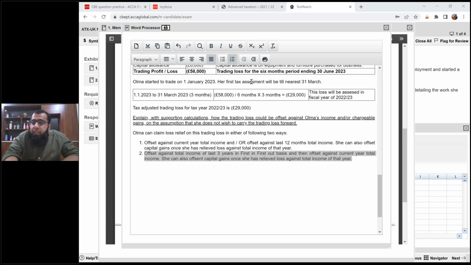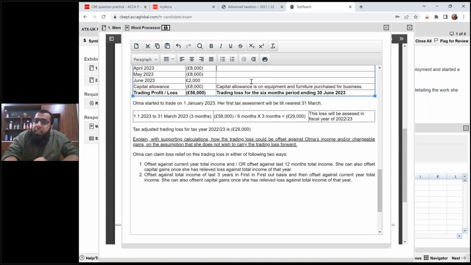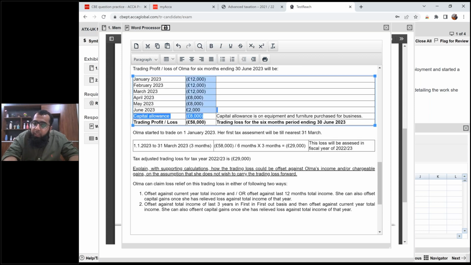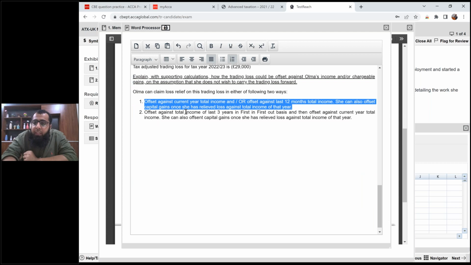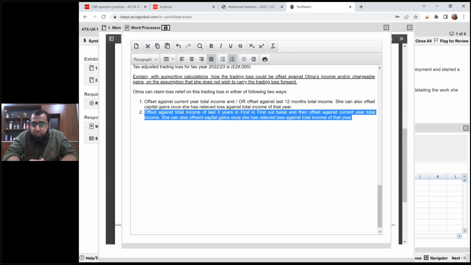One student is asking, sir, if this question was of companies, what would be the difference? In companies, you wouldn't have done the basis period. You would have simply relieved the total loss of 58,000. In individuals, you do this basis period calculation. Okay. So, explain with supporting calculation how this trading loss can be offset. This is the explanation. Now let's make a calculation.